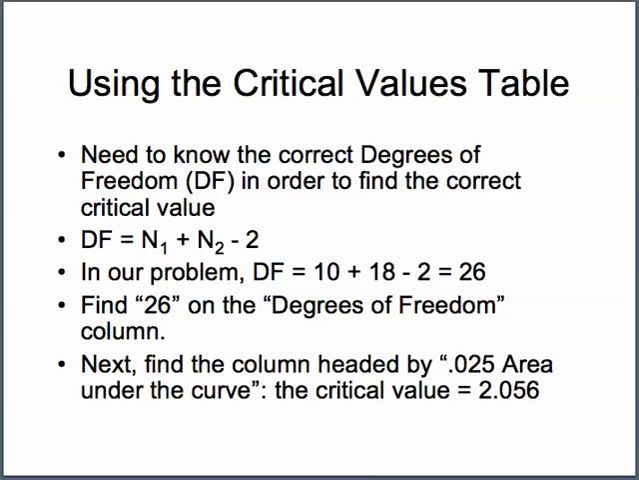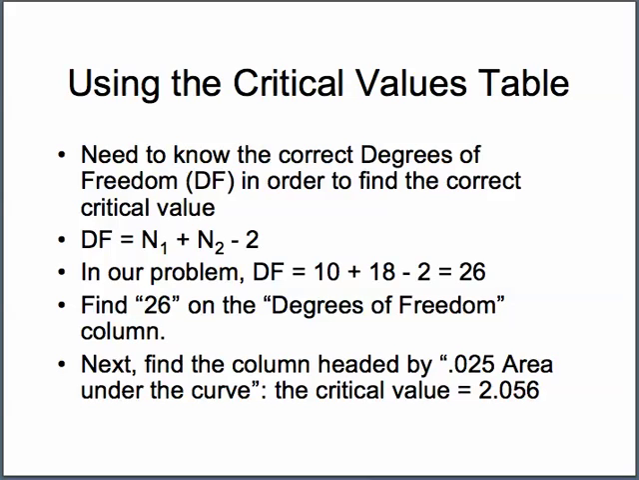We find the row of information in the table that corresponds to degrees of freedom equaling 26. We then move our attention to the column headed by 0.025 area under the curve. We're using the absolute value of the calculation so that the result is always a positive number. Once we're there, we see that the critical value is equal to 2.056.